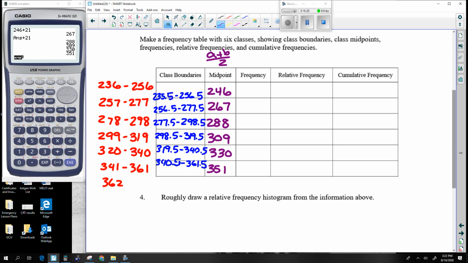And then I always just kind of check the last one to make sure I didn't goof up or something like that. So 341, 361, 351. Okay, we're good to go.